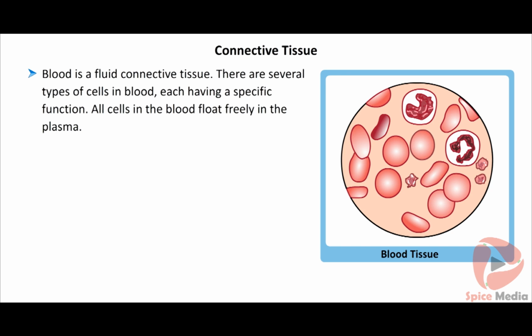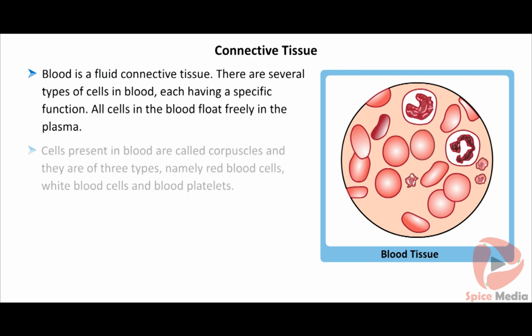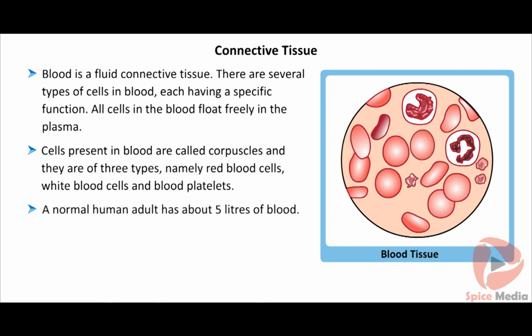Blood is a fluid connective tissue. There are different types of cells in the blood, each having a specific function. All the cells in the blood float freely in the plasma. Extracellular spaces are filled with plasma. Cells present in the blood are called corpuscles, and they are of three types, namely red blood cells, white blood cells, and blood platelets. A normal human adult has about 5 liters of blood. Click the animation button to know more about human blood cells.